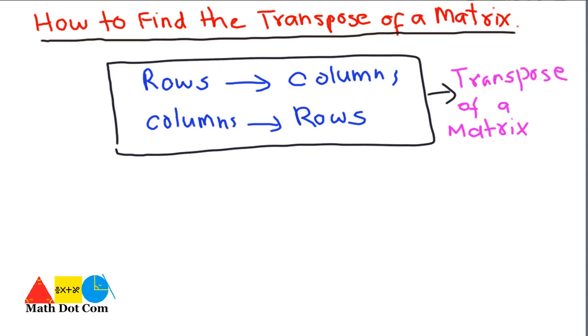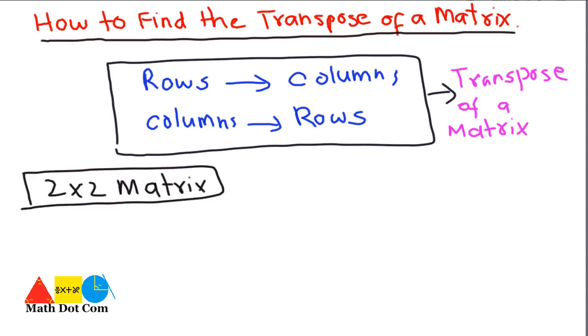We will apply the concept of the transpose of a matrix on the matrices having different orders so that you can easily understand how you can find the transpose of a matrix. We will start from the matrix of the order of 2 into 2. Okay, how you can find the transpose of the matrix like that?